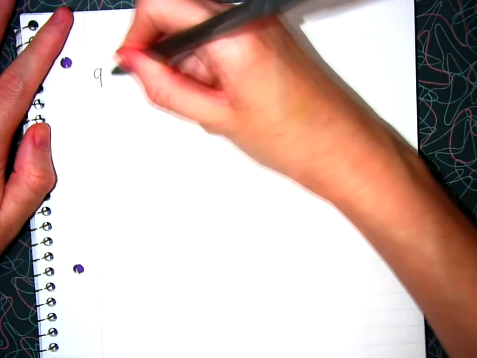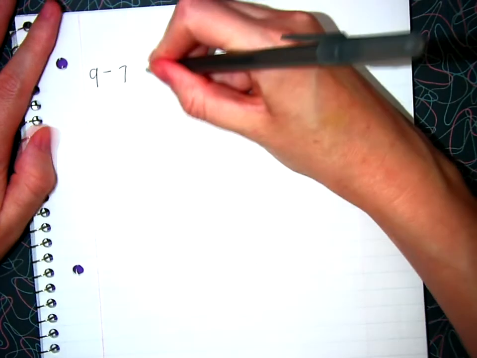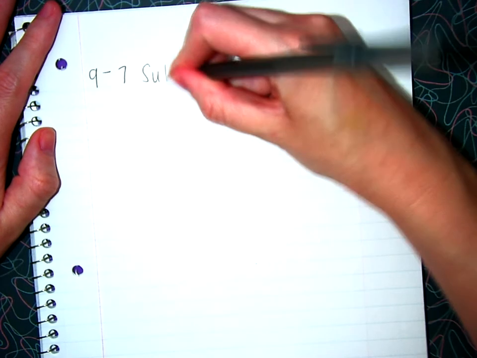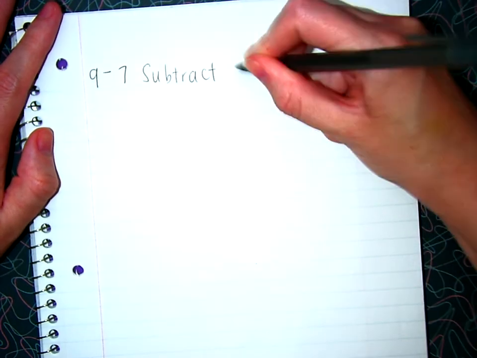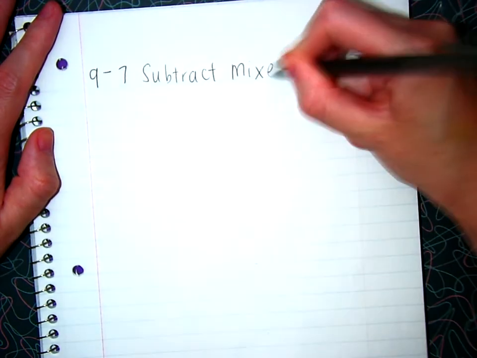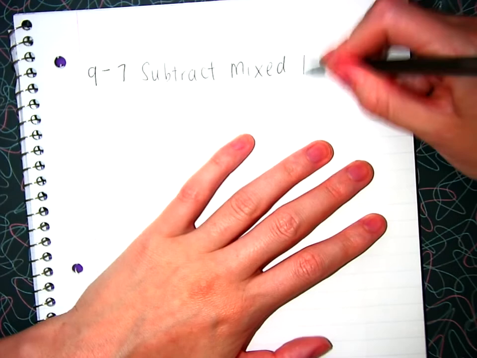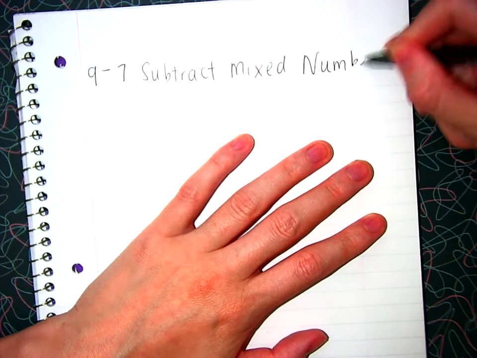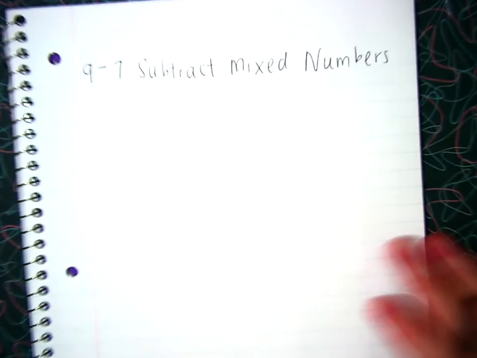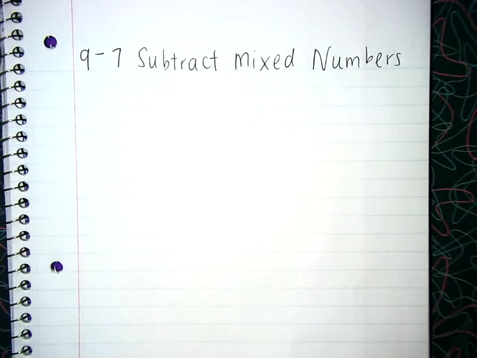Okay, so today we are going to redo the lesson. So it's 9-7, subtract mixed numbers. It's not always the same exact steps that we use for addition. Sometimes we do have to change it because it won't always work with those same 5 steps that I gave you.